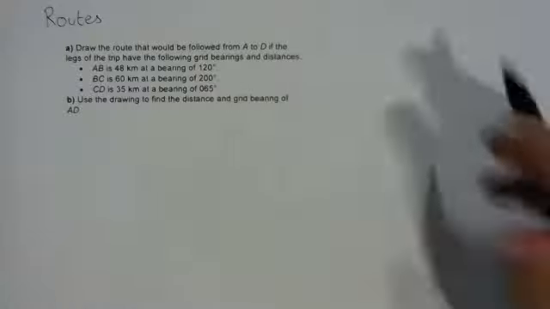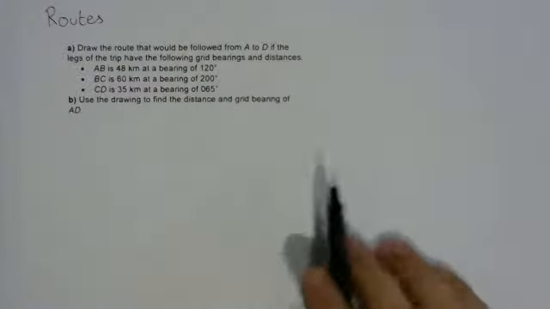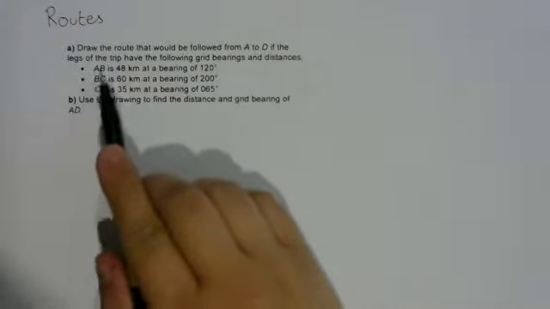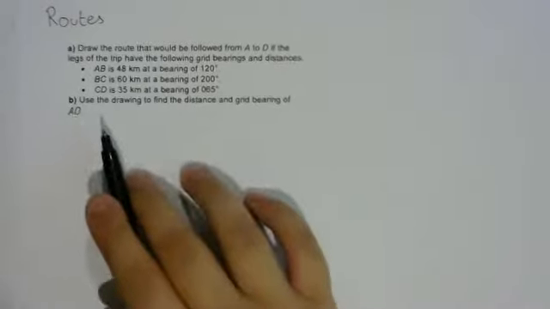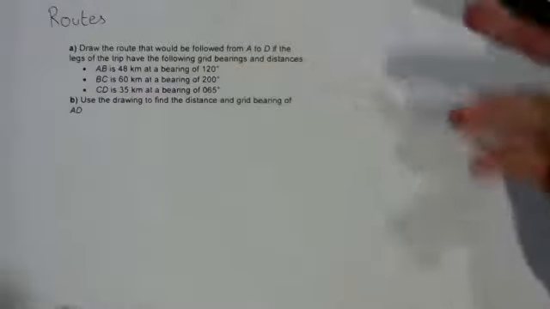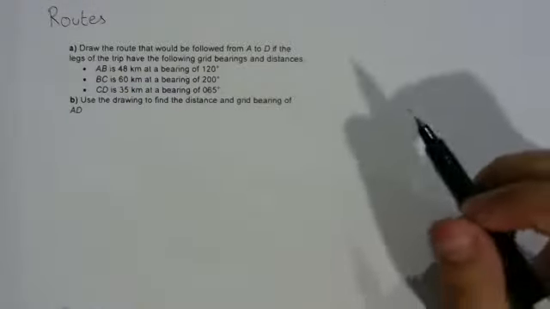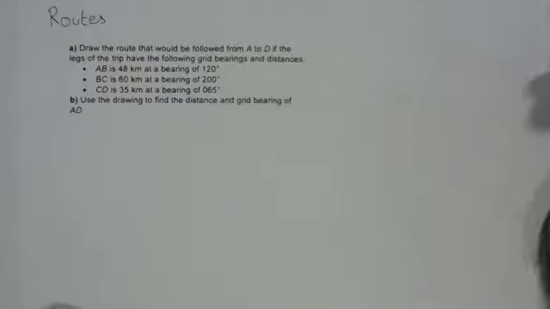Okay, we are given the following sections of a route. We've got three of them, A to B, B to C, C to D. And our job is to draw our route and then find the distance from start to finish. You'll notice that one of the things we're missing is our scale. We're not told a scale, so we're going to have to make one up.